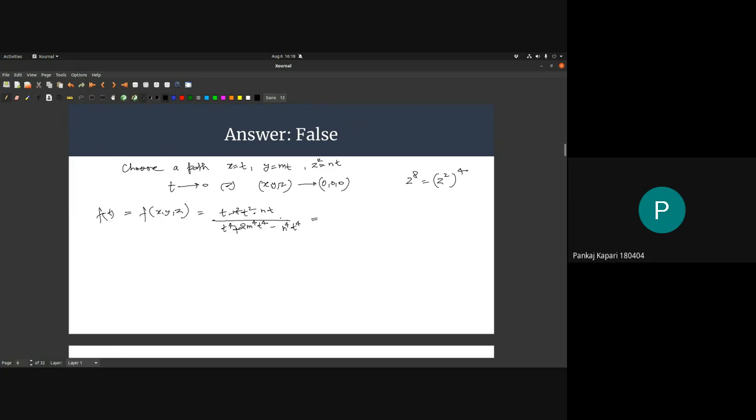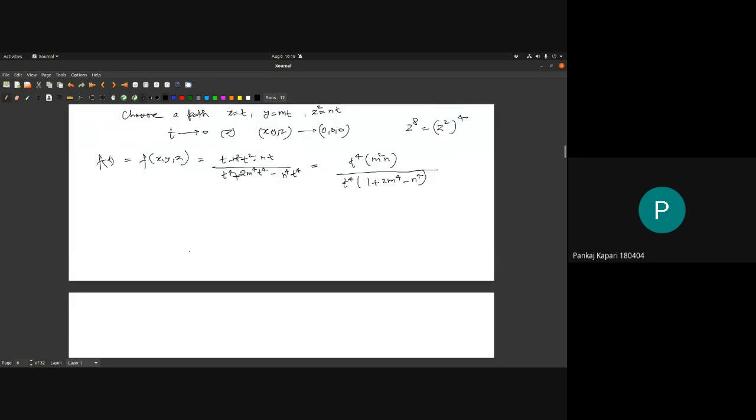Now notice that in the numerator, we can take t to the power 4 common. So this is t to the power 4 m squared n divided by, taking t to the power 4 common, 1 plus twice m to the power 4 minus n to the power 4. Okay, so this is the value of the function along this path.